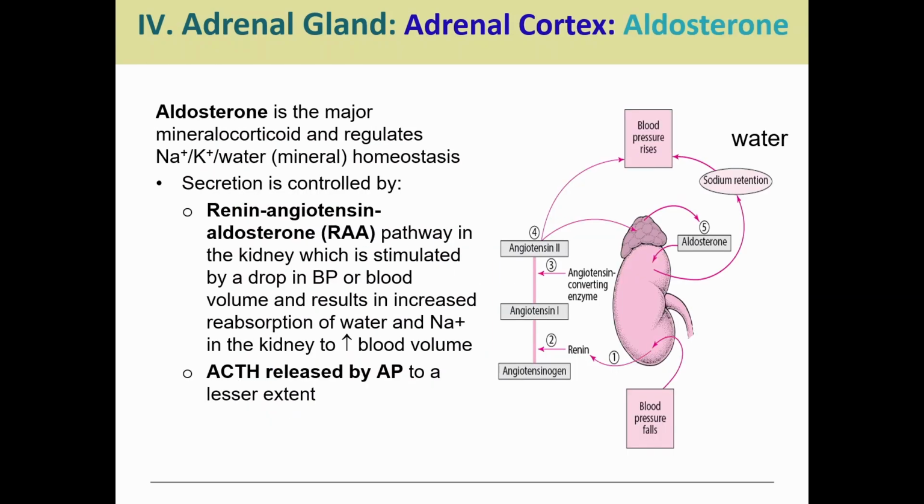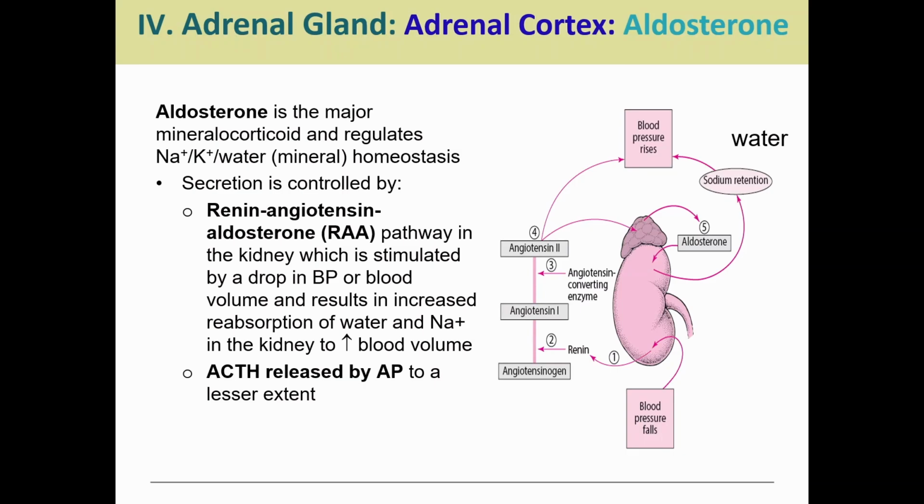So let's talk about aldosterone because this is a big one. This is the major mineralocorticoid. This is going to regulate your salt and water balance, so things like your sodium ions and your potassium ions along with water. The secretion of aldosterone is going to be controlled by the renin-angiotensin-aldosterone, or RAA pathway. So these are going to be the three hormones that are involved in this pathway.